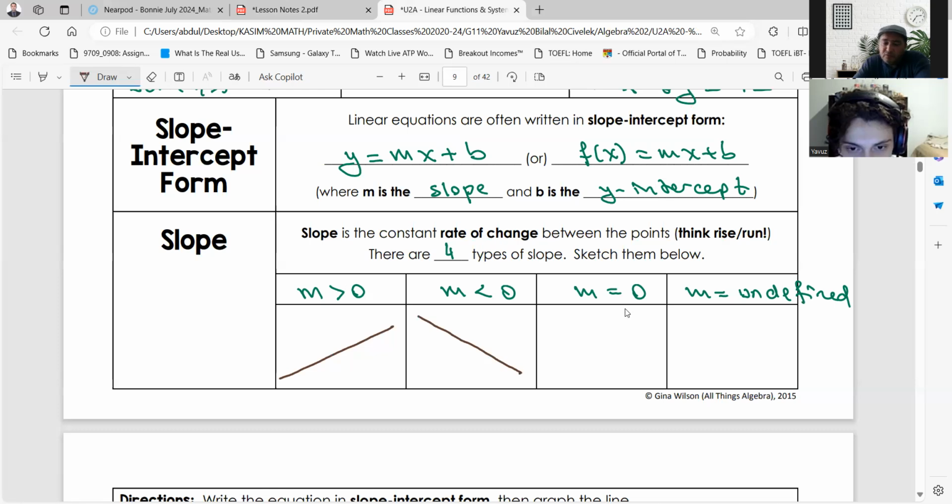And how about m is equal to 0? That means that the rate of change is 0. You are walking, but the rate is not changing. So that means that our line is a horizontal line. Okay. And how about m is undefined? The slope is undefined. That means that for a vertical line the slope is undefined because in the denominator it is 0. So that is 4 types of slope. The slope is positive or negative, or equal to 0, or undefined.